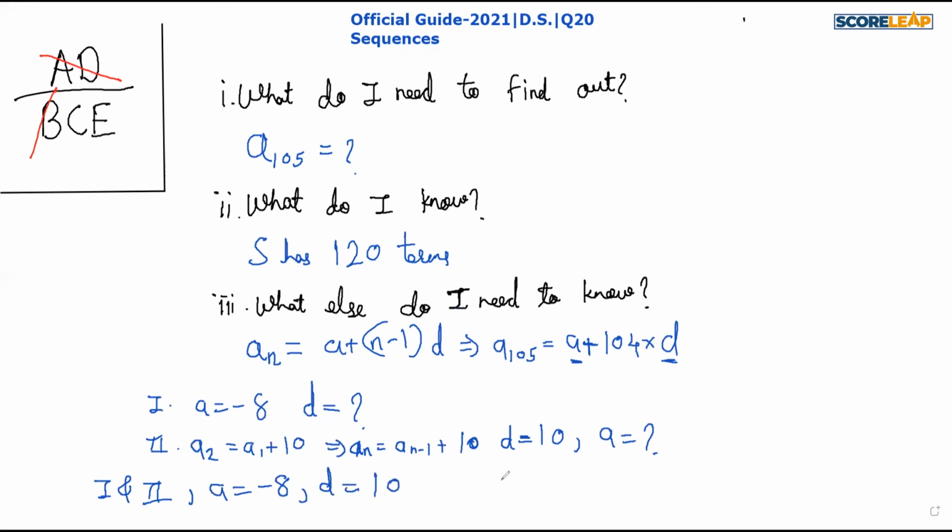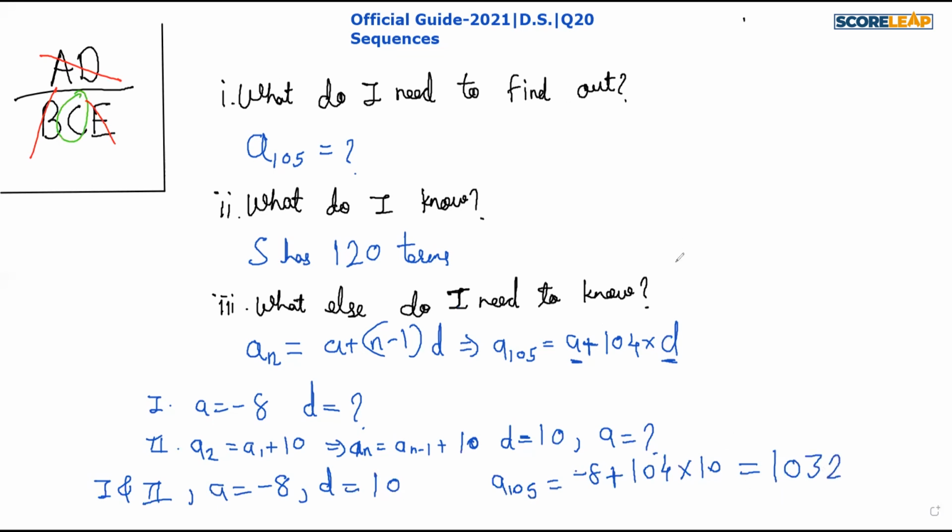If we put this in, the 105th term will be minus 8 plus 104 into 10. We don't need to calculate this value. We just figured out that A and B are given, and these both are sufficient to answer our question. So we just click that C will be our answer. Still, if we wish to, it will be 1040 minus 8, which is 1032.